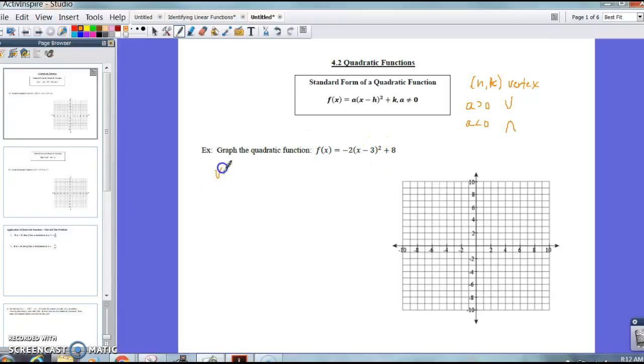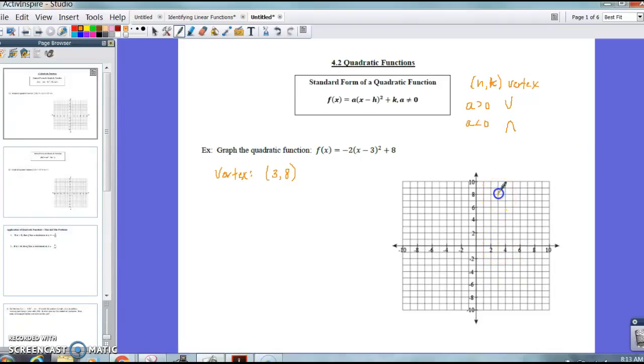So first of all, I want to find my vertex. Remember that your vertex is always going to be the opposite sign of what's here. So since this says -3, my vertex is at +3, and then because this is on the outside, I go the same direction as that. So my vertex is at (3, 8). Only because that's in parentheses do I have to take the opposite sign of that. The +8 means it's shifted up. So my vertex is at (3, 8).